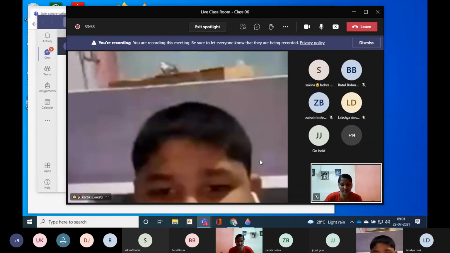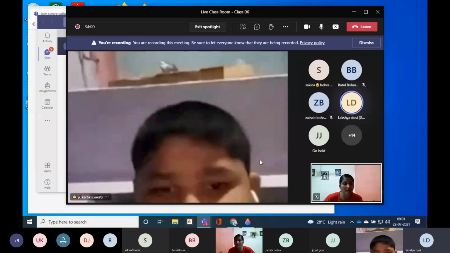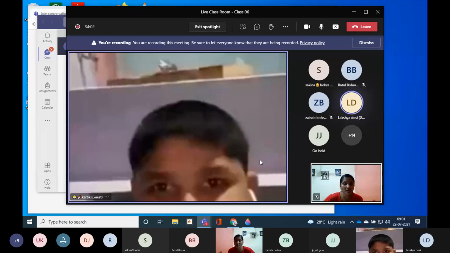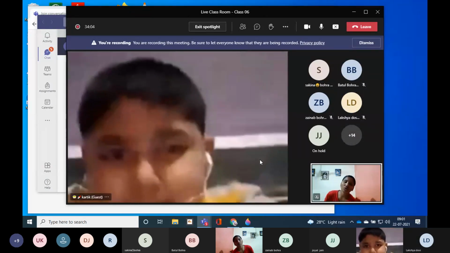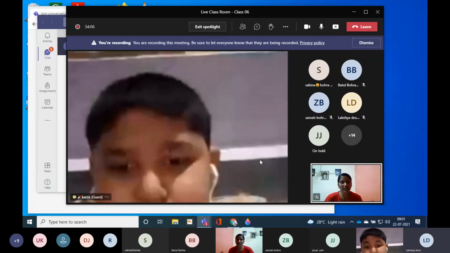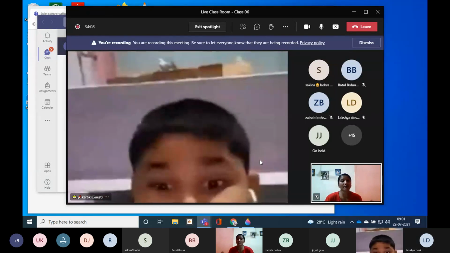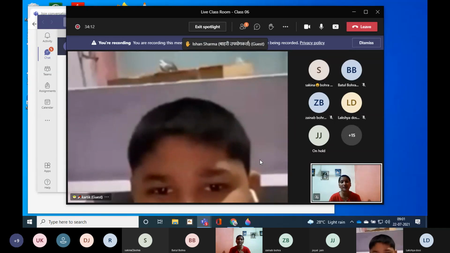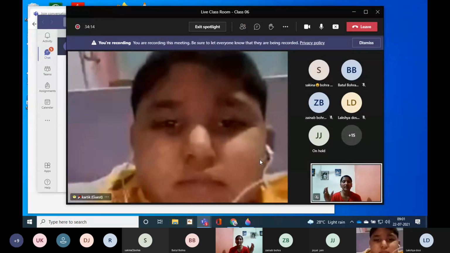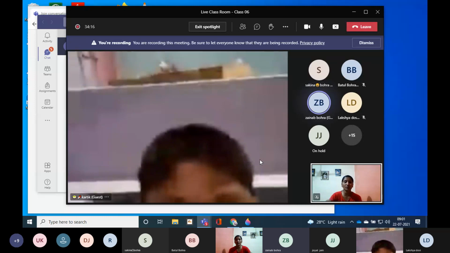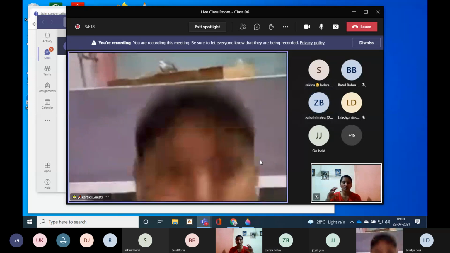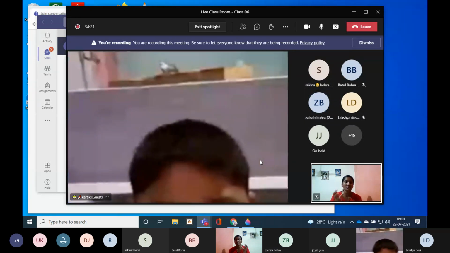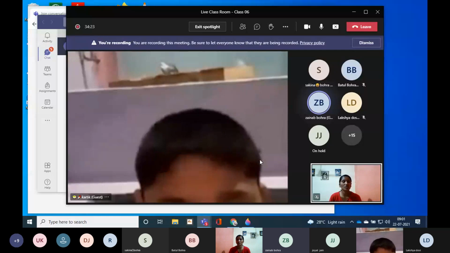You don't have to make it, it is not necessary, but I was asking you to make a flow chart for your reference so that you will understand it better. Flow chart means we write and we make arrows. I have shown you right now. I wrote glucose, then an arrow, then starch, then an arrow, and then sucrose.